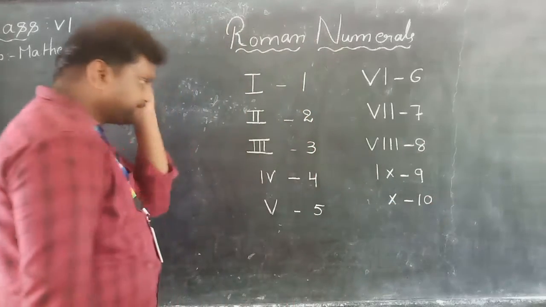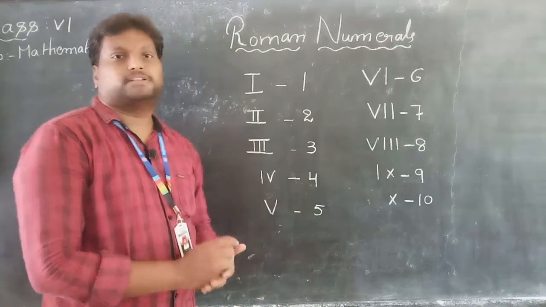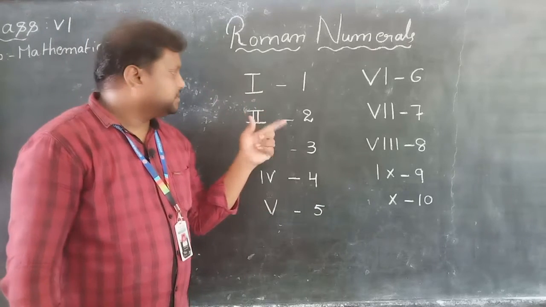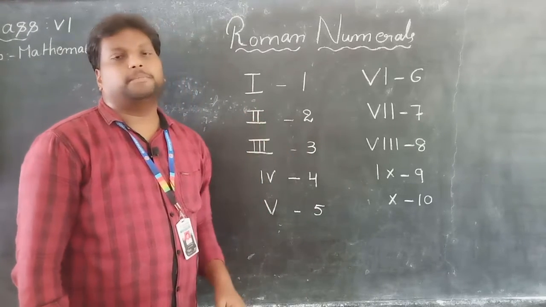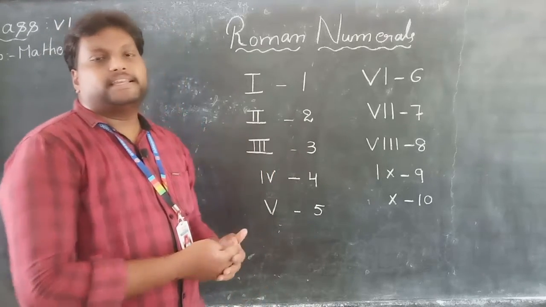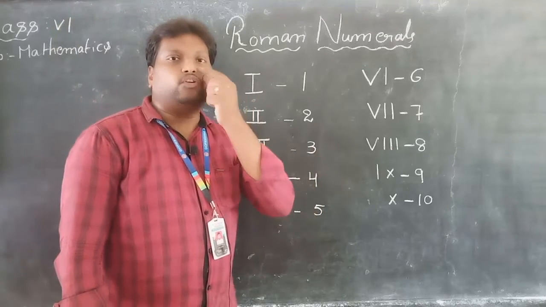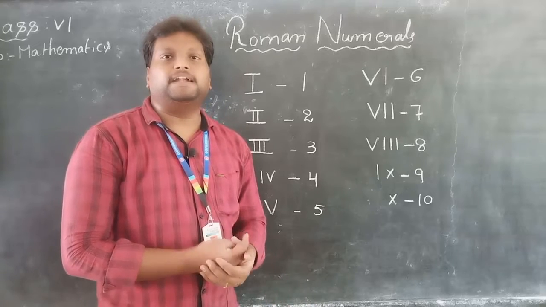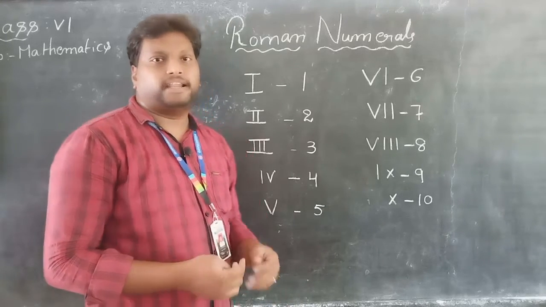See, first I am taking the Roman numerals from 1 to 10. For 1 I use I. Then double I means 2, and 3 times I means 3. We already completed this in yesterday's class. What is the rule? Any Roman numeral symbol will not repeat more than 3 times.